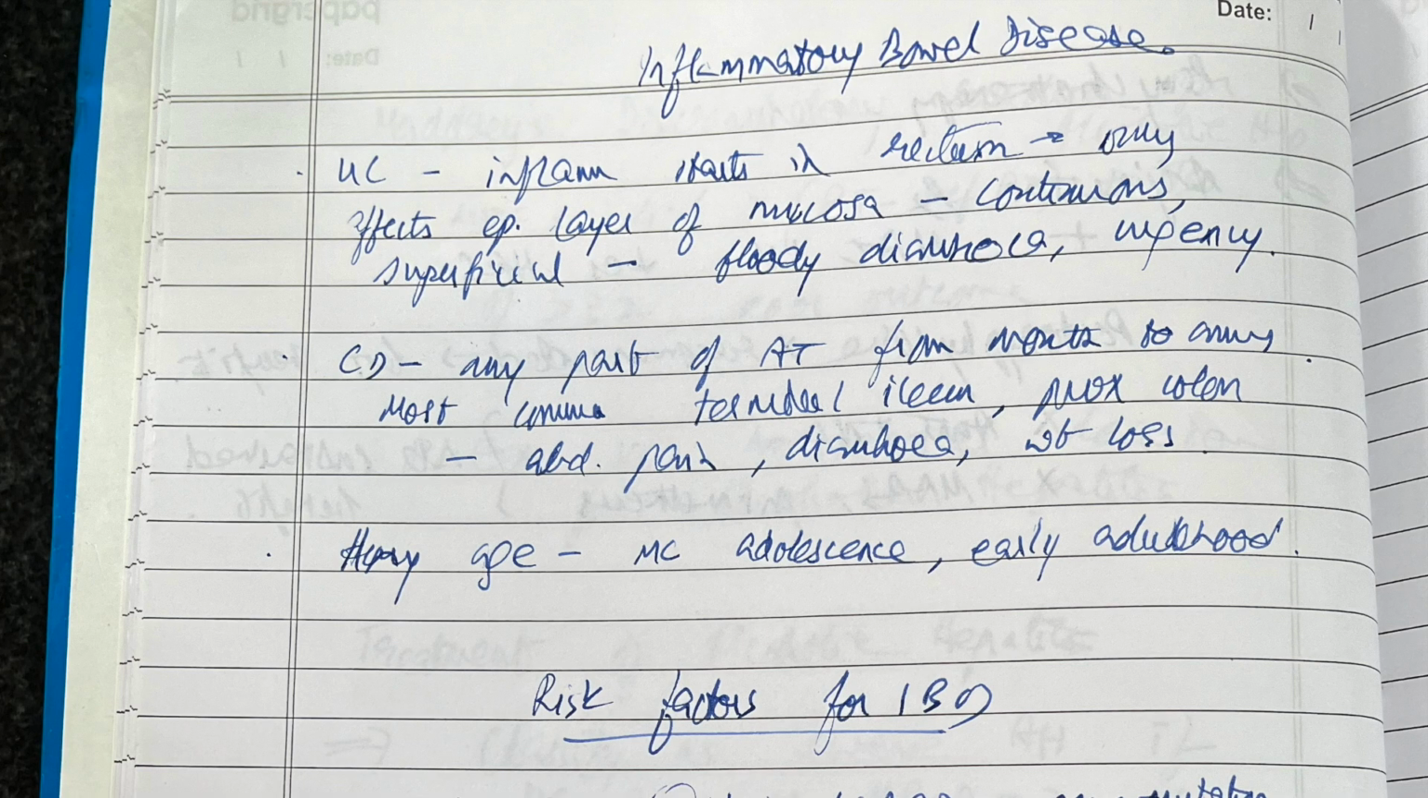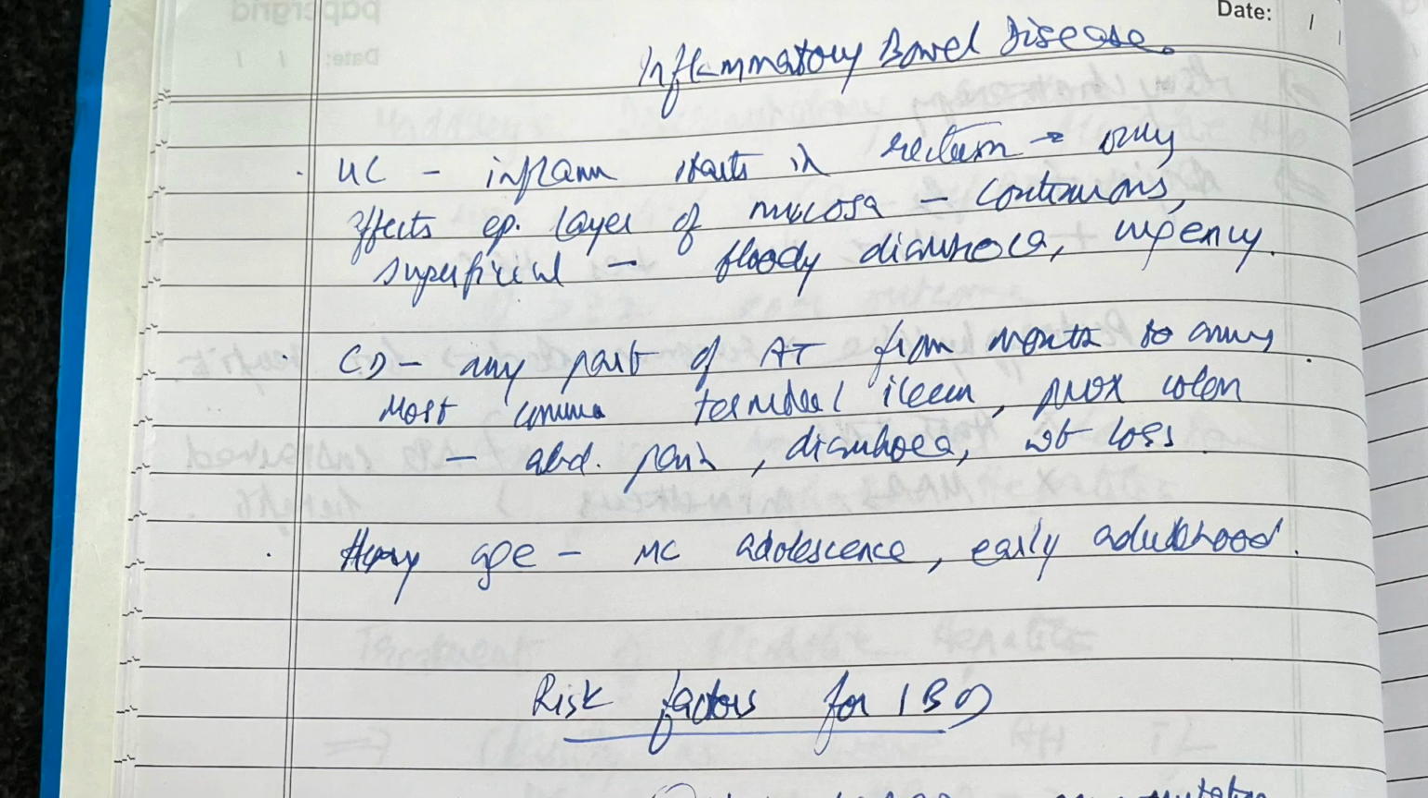Inflammatory bowel disease. In ulcerative colitis, inflammation starts in the rectum and only affects the epithelial layer of the mucosa. It is continuous and superficial, and the patient presents with bloody diarrhea and urgency.